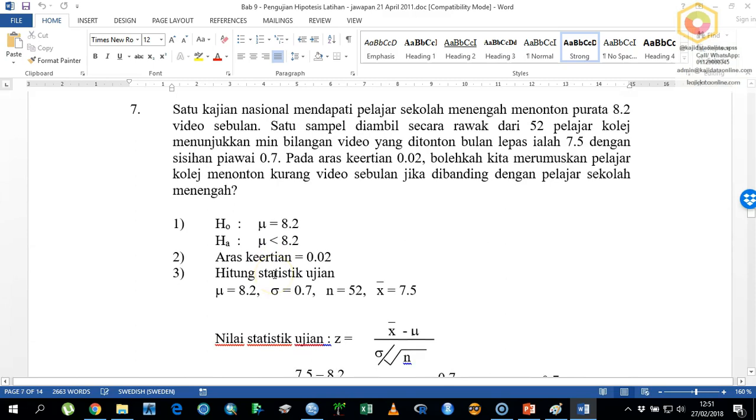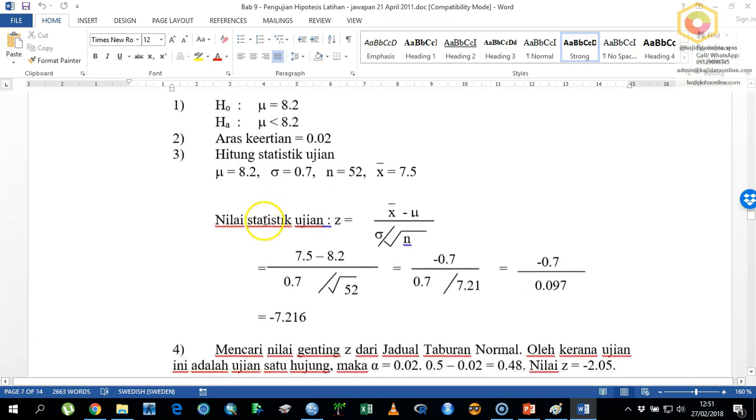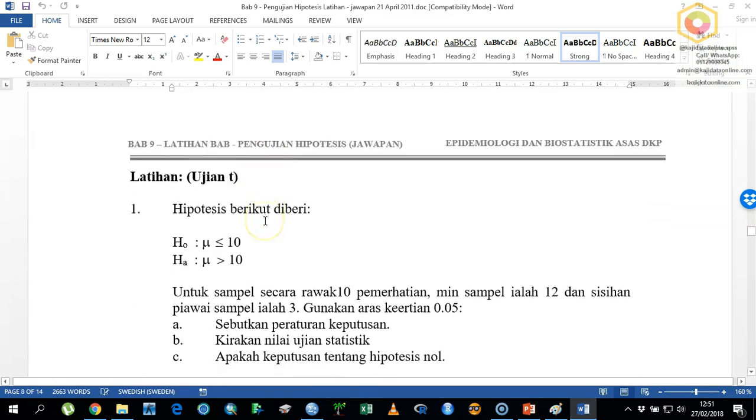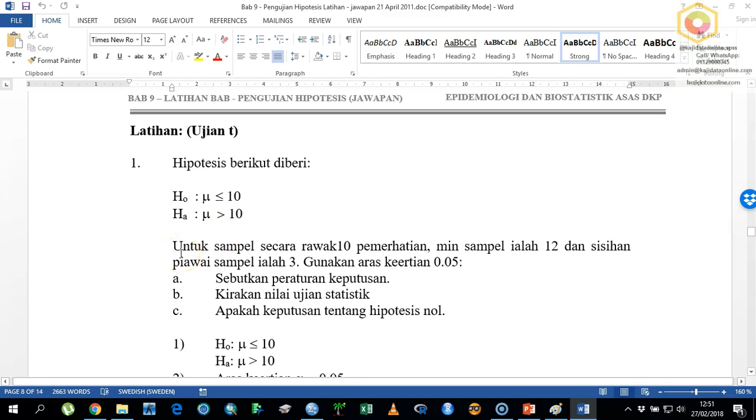Okay, we run through into the next one. The next one will be the t-test, but I'm going to produce the t-test after finishing this.